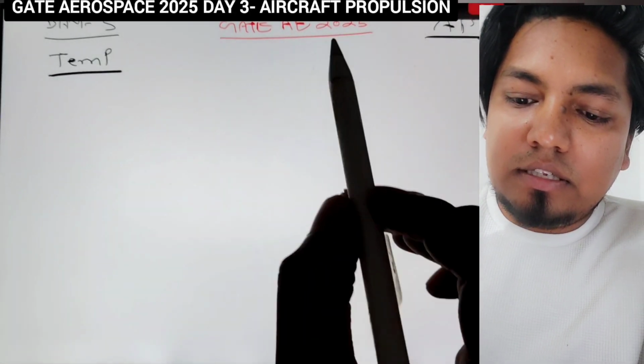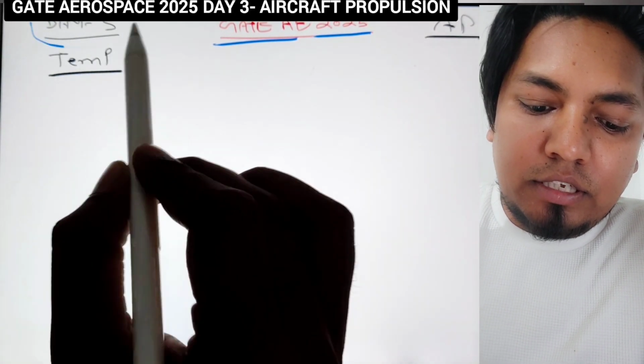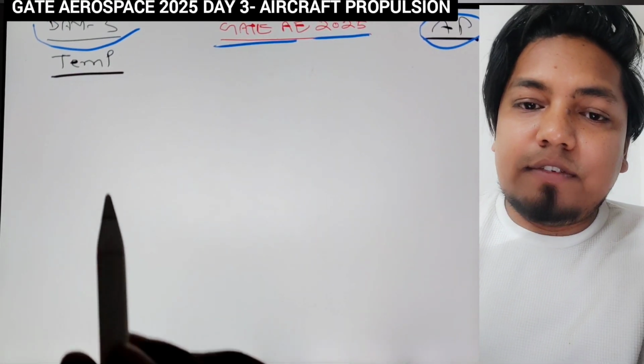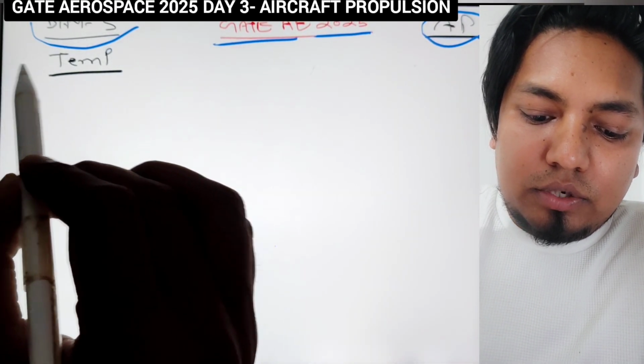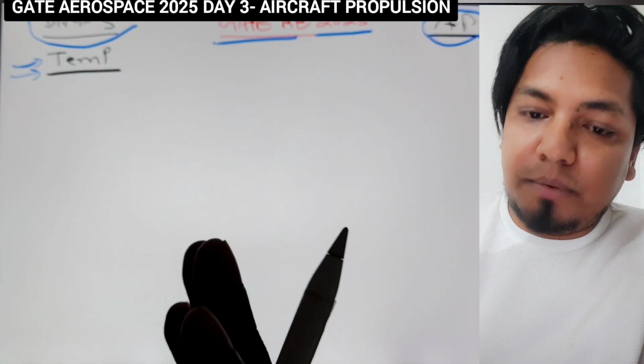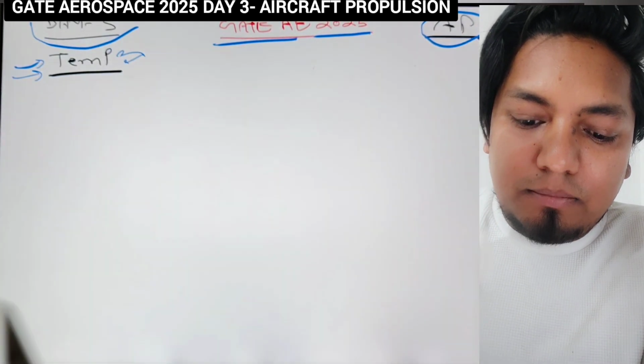Let's start the class. This is GATE Aerospace 2025 batch, and this is day 3 of the batch, and aircraft propulsion is going on. I have started with thermodynamics. Today's topic is going to be temperature. In the last class we saw details regarding different types of pressure, and it was a very good lecture. Today we will discuss temperature.